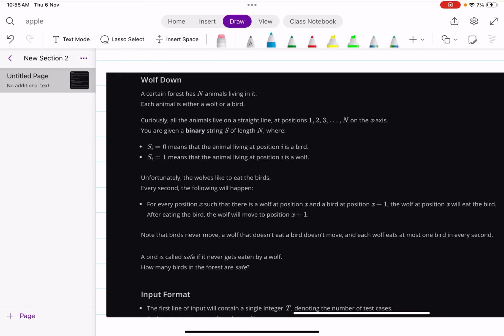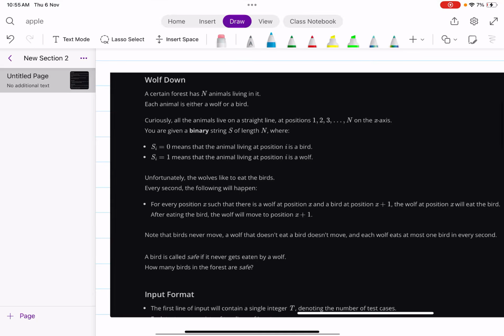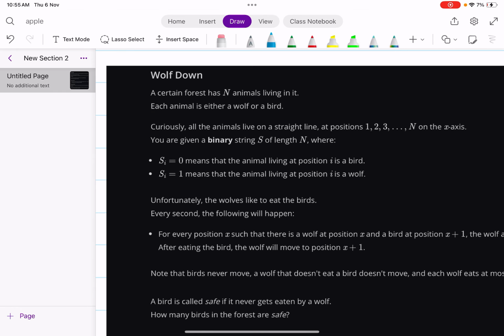Hello everyone. Today we are going to discuss the third problem from the Codechef Starters 211. The problem statement is stated as Wolf Down. Let's go through what it says.